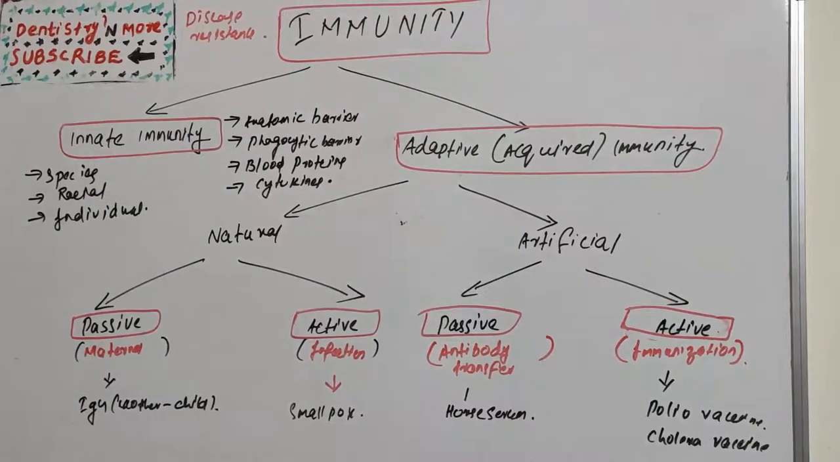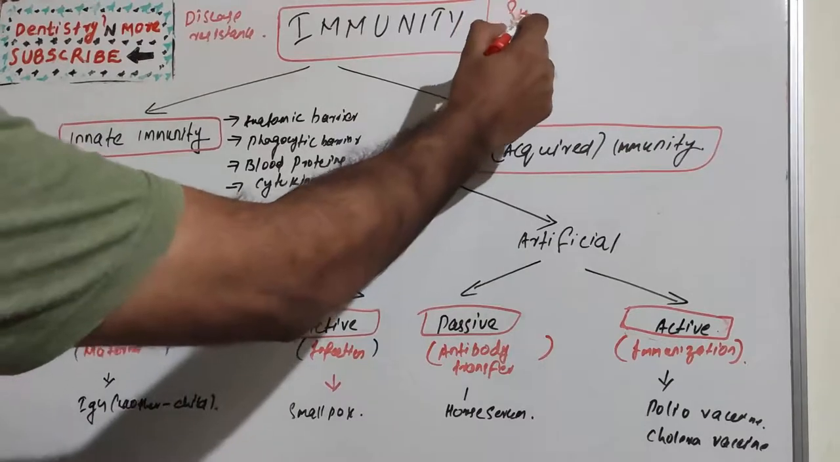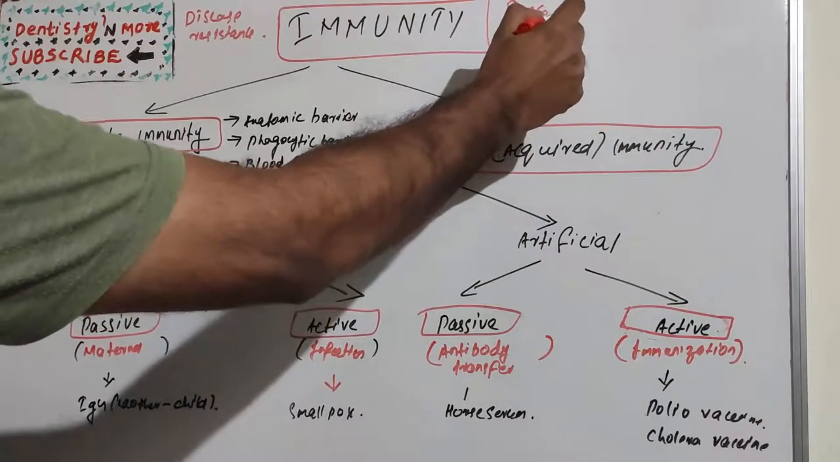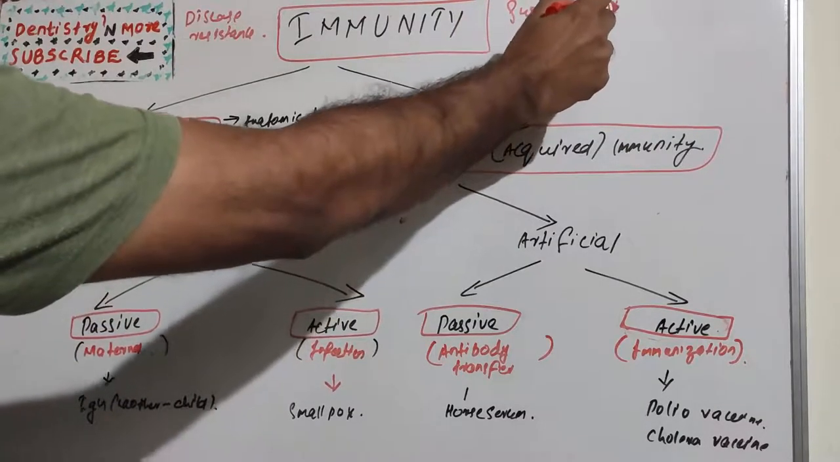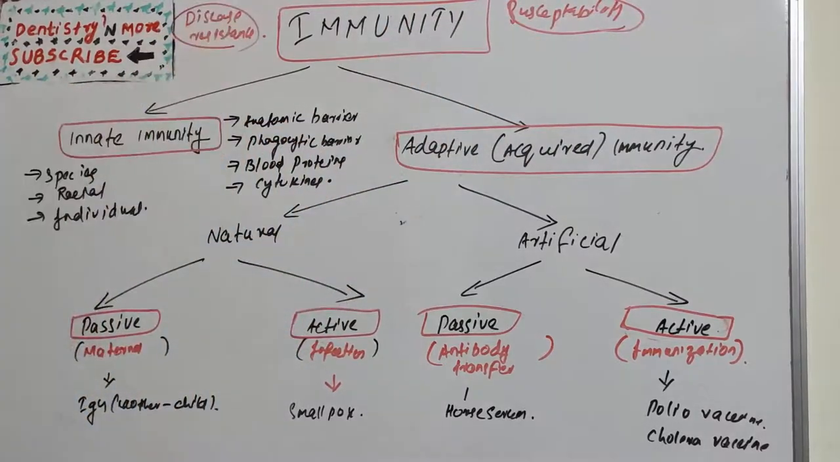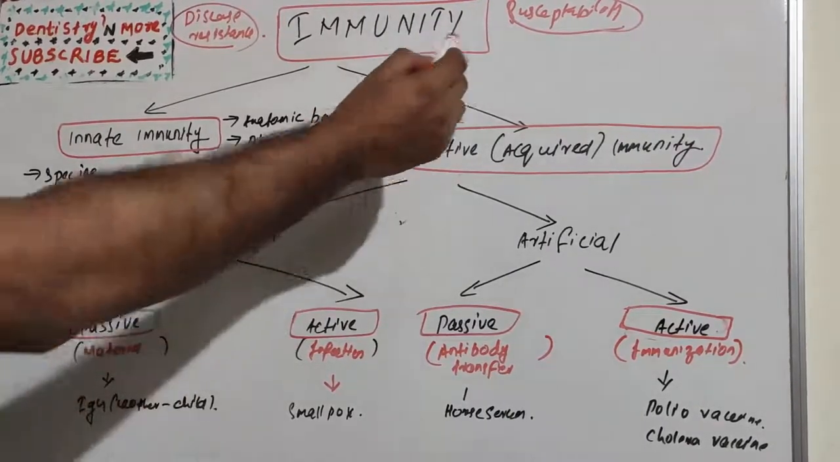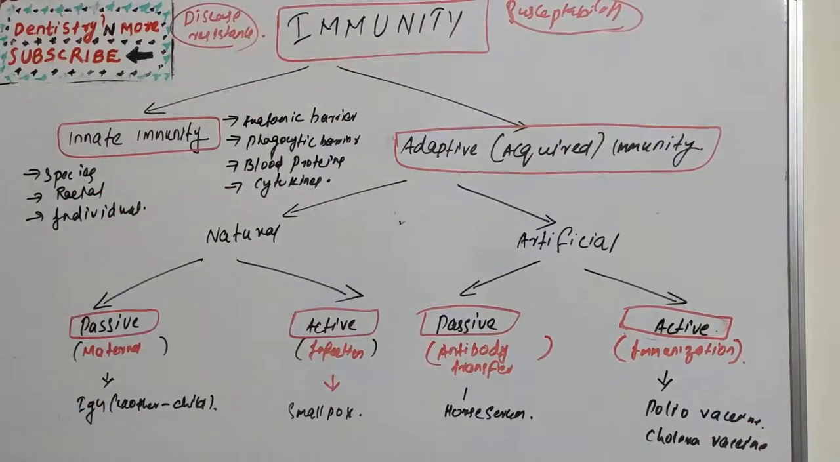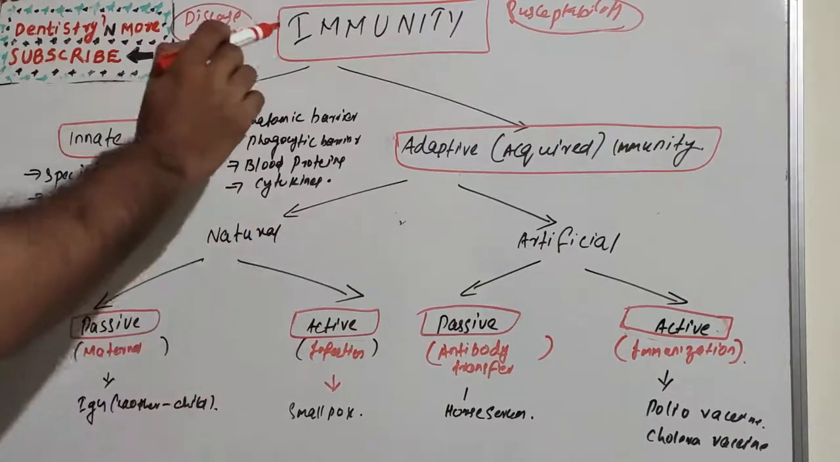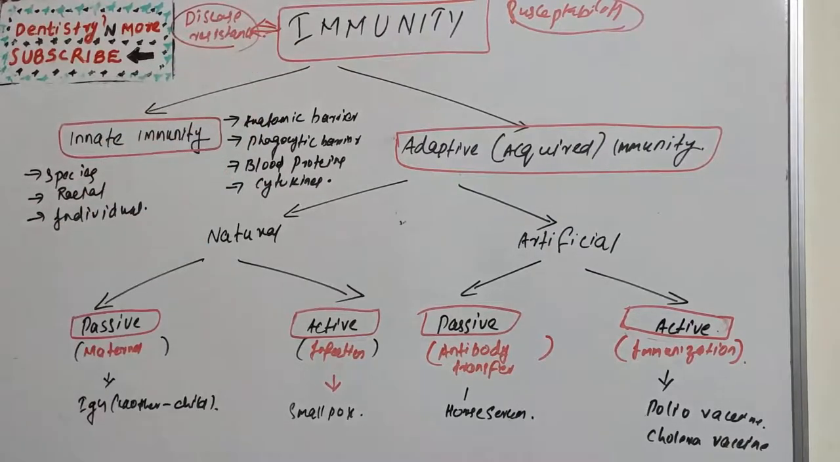So lack of immunity is known as susceptibility. These are common terminologies which we come across in microbiology and pathogenesis, that is susceptibility and disease resistance. Lack of immunity is known as susceptibility, and immunity is also known as disease resistance.